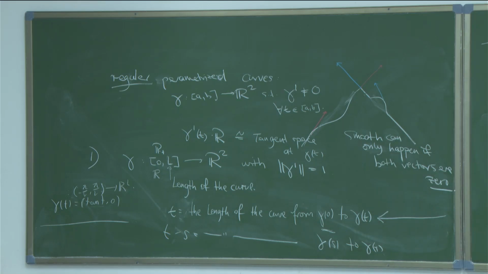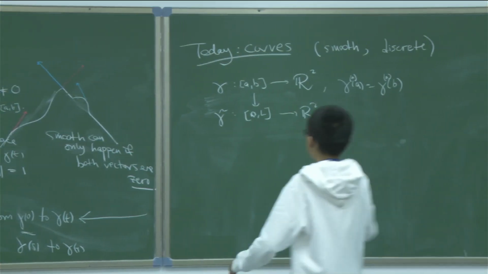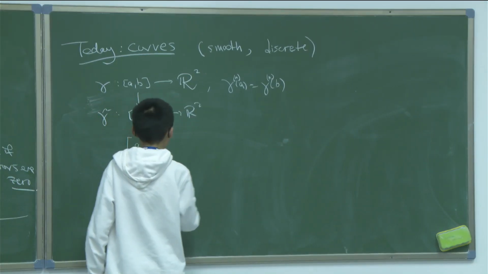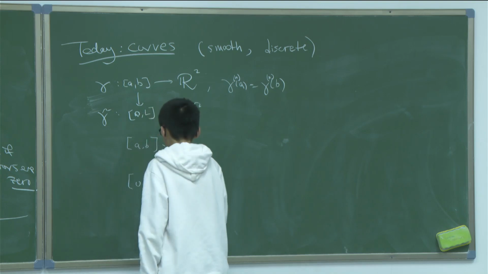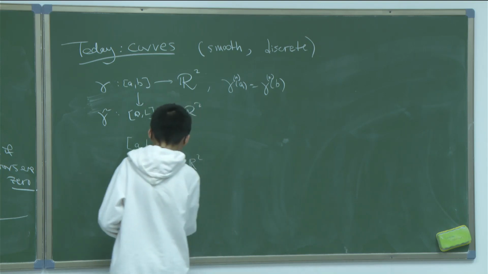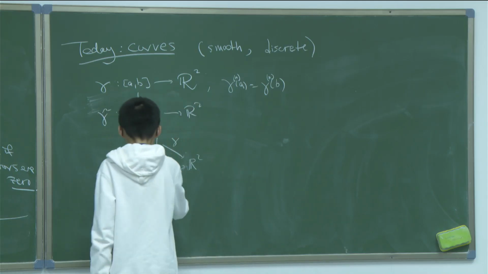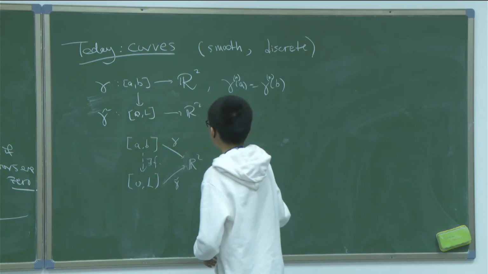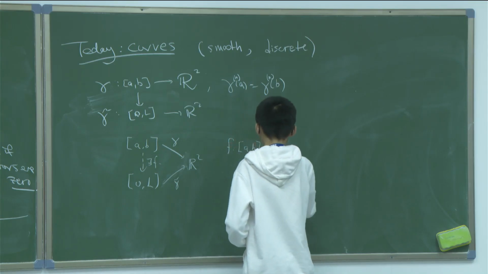Okay, we will consider a function from AB to 0L. This is by gamma, and so this is by gamma tilde. And we'll show that the map exists. But how does the map look? For example, this is F. So we define F from AB to 0L.